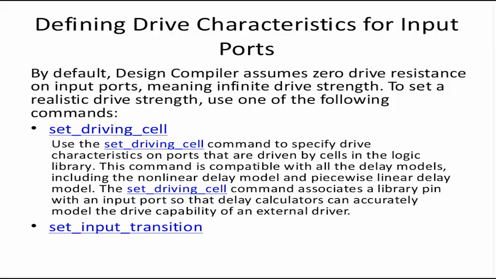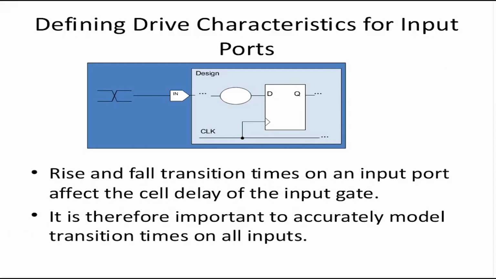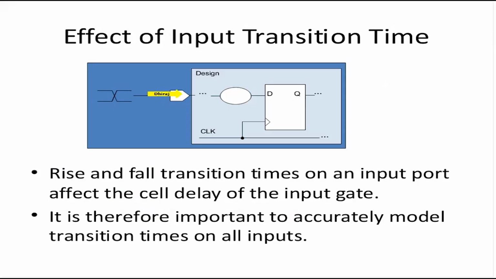That means infinite drive strength. The term drive strength is the reciprocal of drive resistance, so zero drive resistance means infinite drive strength. That means the port can drive any cap or any resistance, which is obviously not practical. To set realistic drive strength, we use one of the following commands: set_driving_cell or set_input_transition. We use the set_driving_cell command to specify the drive characteristic. For example, we tell DC that I am expecting this input to be driven by a buffer from this library.